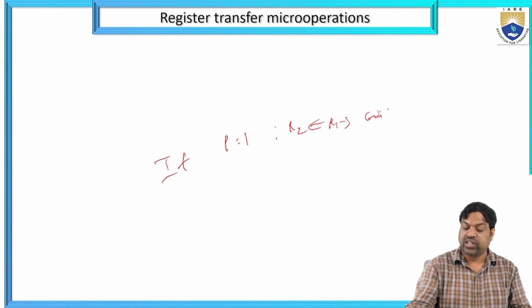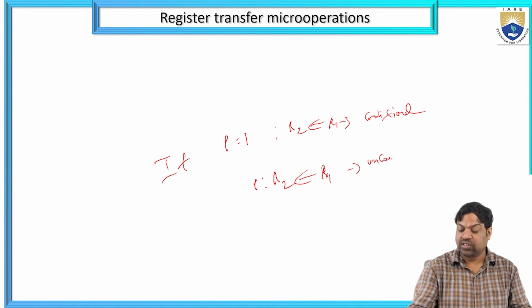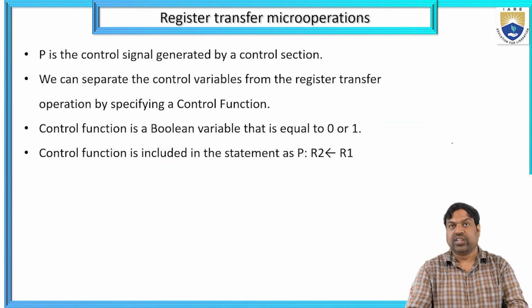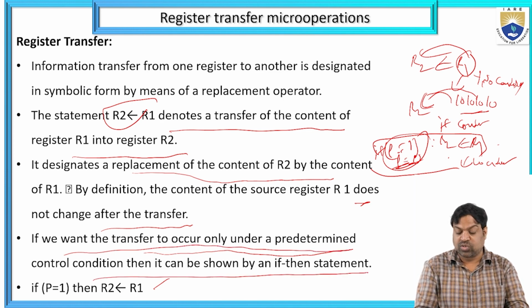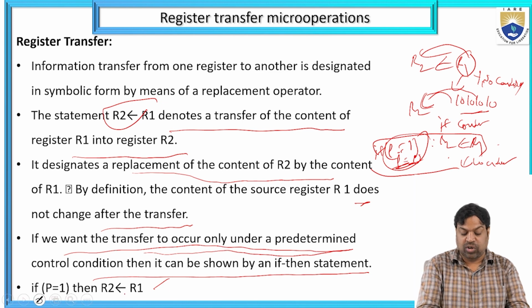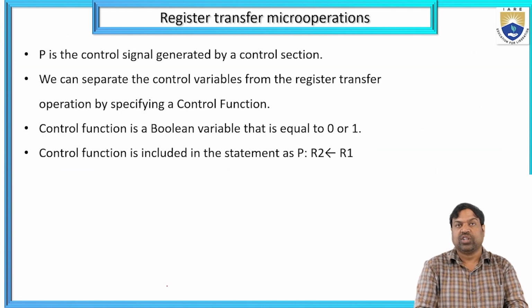It is a conditional. R2 tends to R1. It is an unconditional. So like this. If you want to transfer an occurrence under a predetermined control condition, then it can be shown with the if-then statement: if P equal to 1, then only R2 tends to R1.